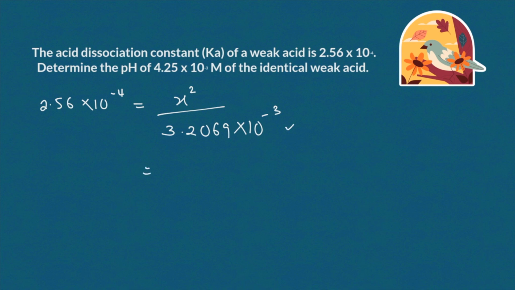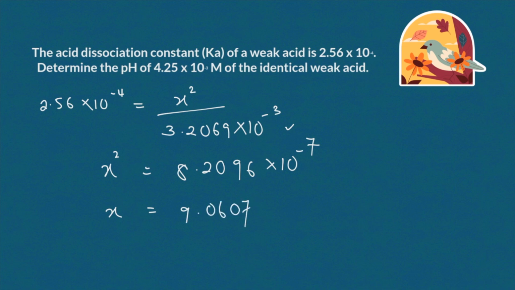From there you will get your x squared is equivalent to 8.2096 times 10 to the power of negative 7. So you need to square root this value, and you get your x equivalent to 9.0607 times 10 to the power of negative 4.